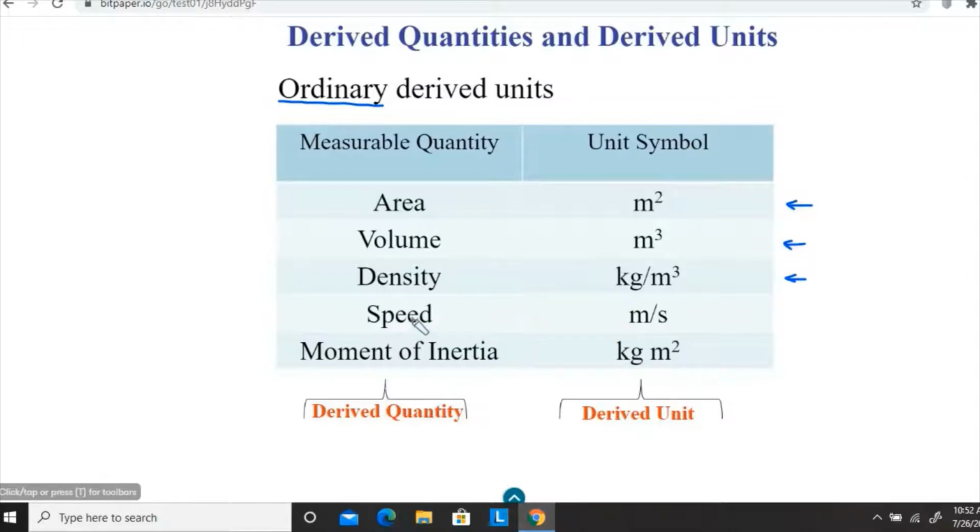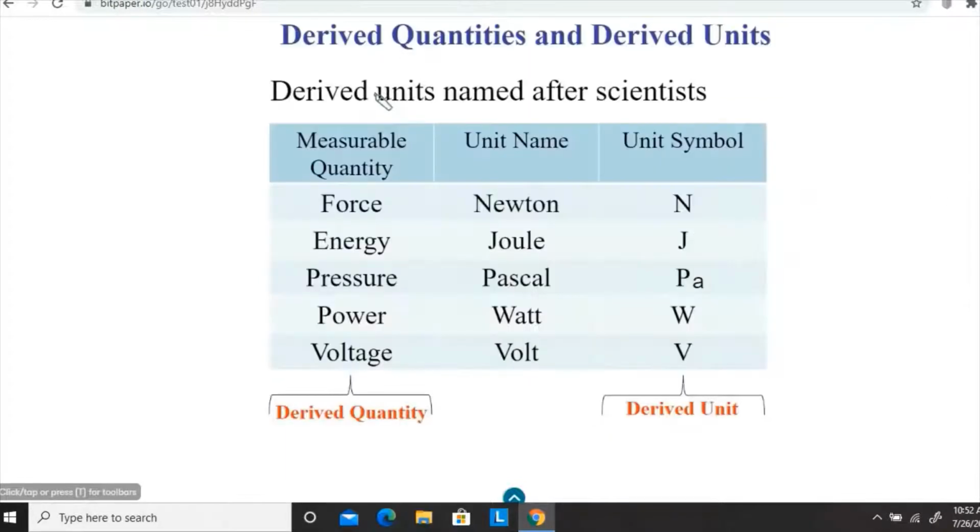Speed, distance over time, meters per seconds, that's the SI units. Moment of inertia, that is mass multiplied by distance squared, kilograms meters squared. So these are some examples for ordinary derived units which you will encounter in this course. There's another type of derived units. Those are named after scientists in honor of them.